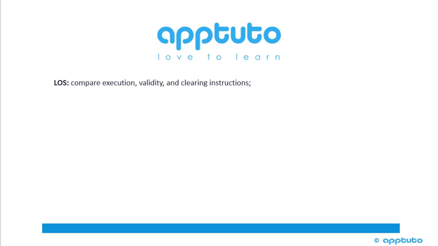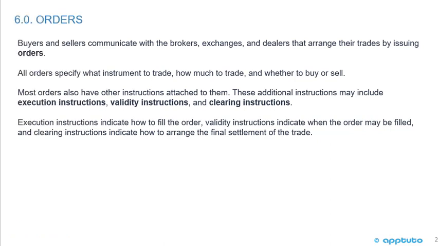This LOS is compare execution, validity, and clearing instructions. Orders. Buyers and sellers communicate with the brokers, exchanges, and dealers that arrange their trades by issuing orders. All orders specify what instrument to trade, how much to trade, and whether to buy or sell. Most orders also have other instructions attached to them. These additional instructions may include execution instructions, validity instructions, and clearing instructions.